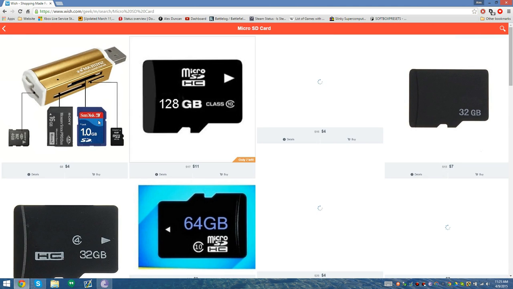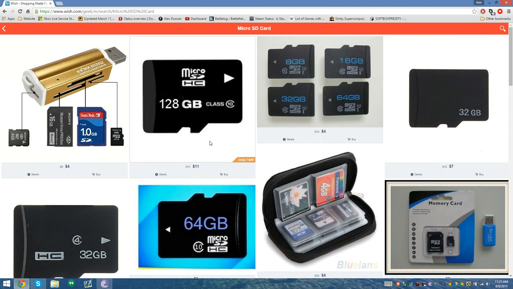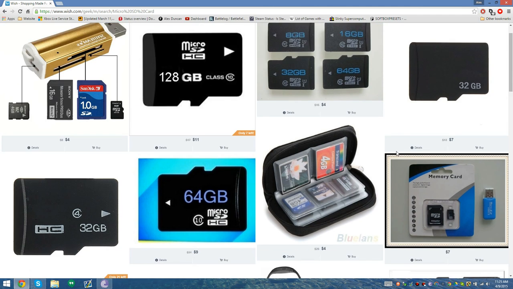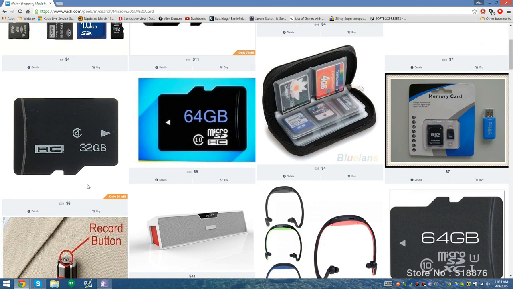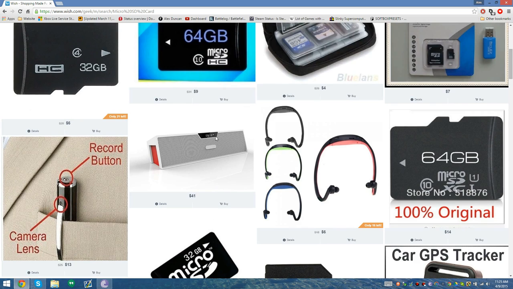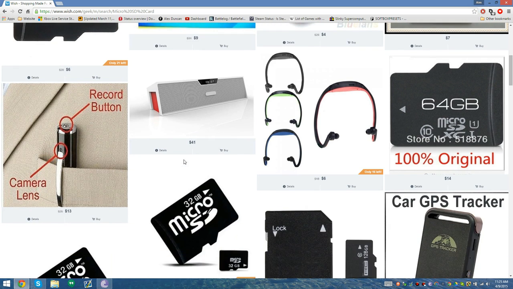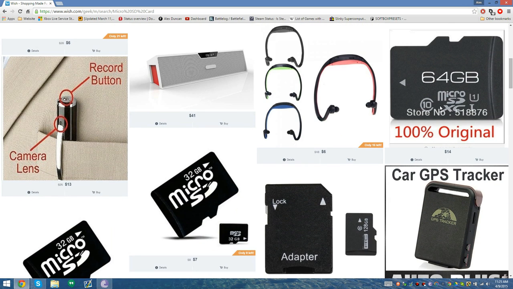Let's see what we can find. Okay, so we got one for $11, so it's cheaper. Okay, we got one for $4, $7, $9, $6. It varies. I paid $30 for my 32 gigabyte micro SD card. This one is actually pretty bad though. It's class 4. What you really want is a class 10, like this, which isn't really much of a price jump. But I'm just saying, if you see a 10 on it, that means it's the best one you can get.